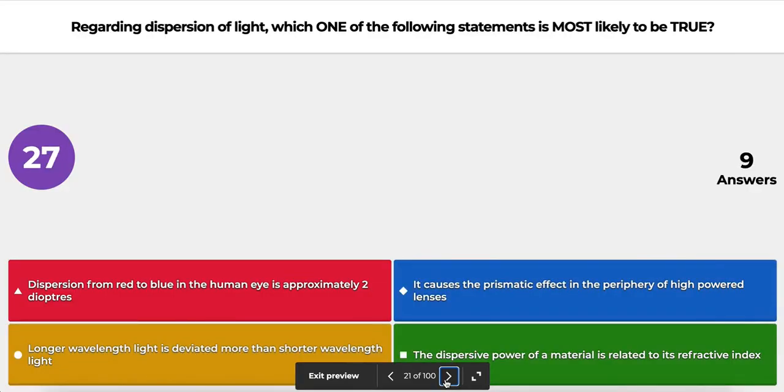The next question is about the dispersion of light, so which is true? Dispersion from red to blue in the human eye is approximately 2 diopters, or it causes the prismatic effect at the periphery of high-powered lenses, or longer wavelength light is deviated more than the shorter wavelength light, or the dispersive power of a material is related to the refractive index.